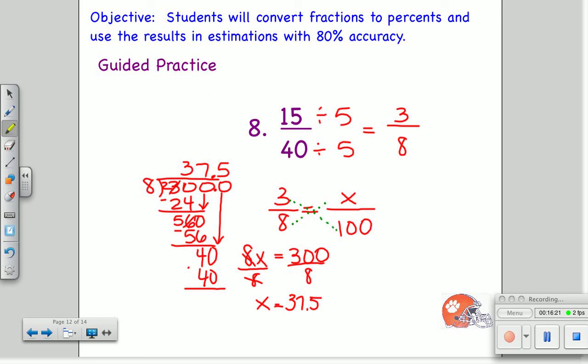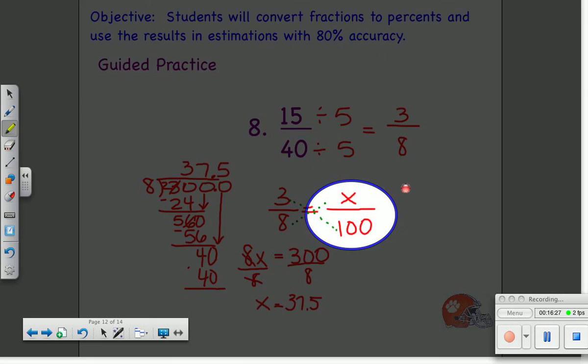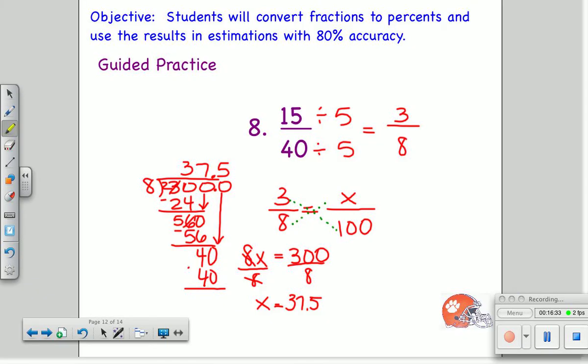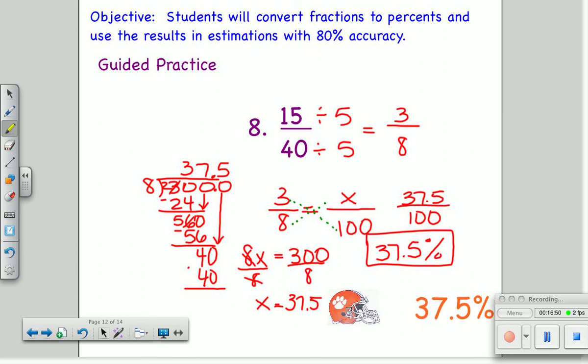So now let's replace, in this problem, we're going to take this right here, x over 100, and let's replace the x with what x equals. X equals 37 and a half, so we're going to write 37 and a half over 100. So what's my percent? 37.5% is my answer. So these proportions are another way you can solve these. Okay.